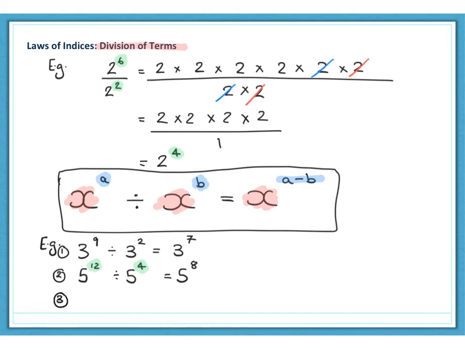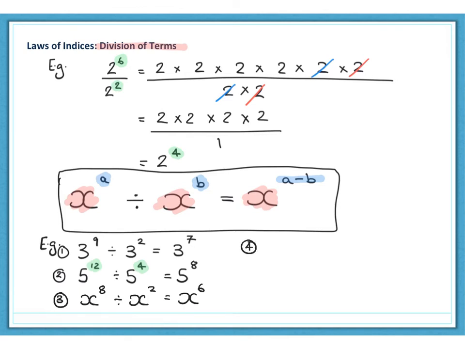What if we have x to the power of 8 divided by x to the power of 2? Again, subtract powers, subtract indices, and you have x to the power of 6.